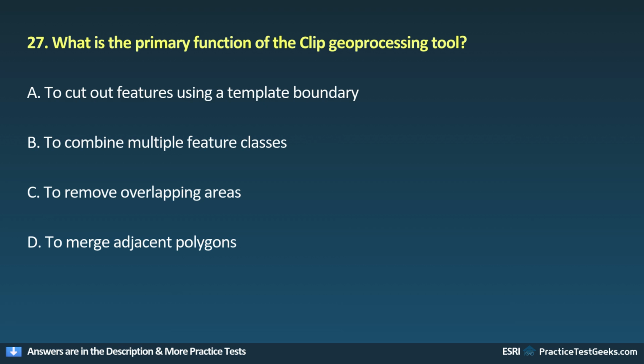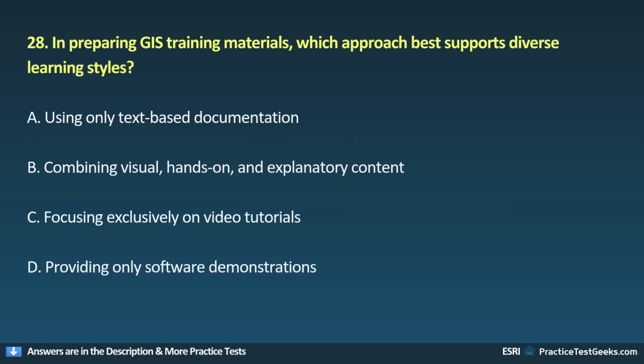27. What is the primary function of the clip geoprocessing tool? A. To cut out features using a template boundary. B. To combine multiple feature classes. C. To remove overlapping areas. D. To merge adjacent polygons.